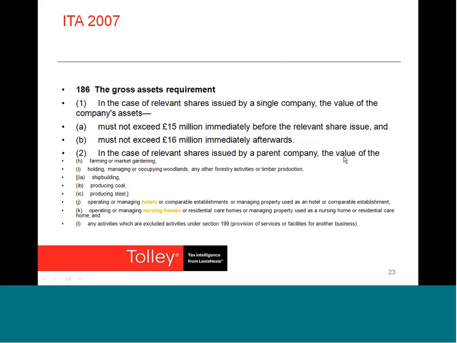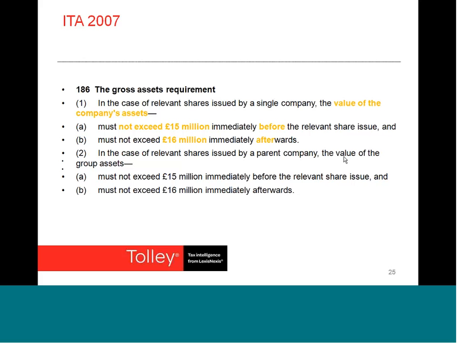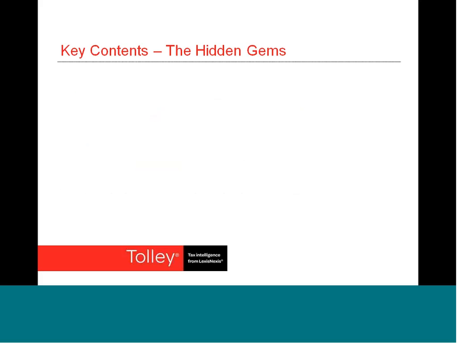Again, another example of this, the gross assets requirement. 15 million before, 16 million after. So again, I'm using the words in the legislation to help me with those conditions. It's just a matter of sitting back when you are studying and thinking to yourself, with the legislation open in front of you, okay, what are the key words that are going to help me form that perfect answer?